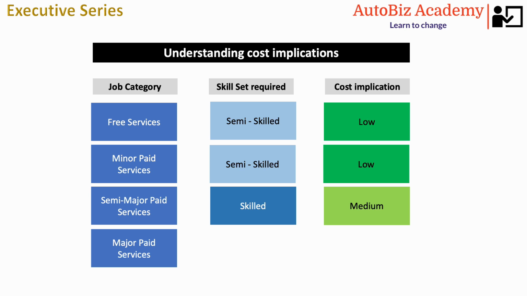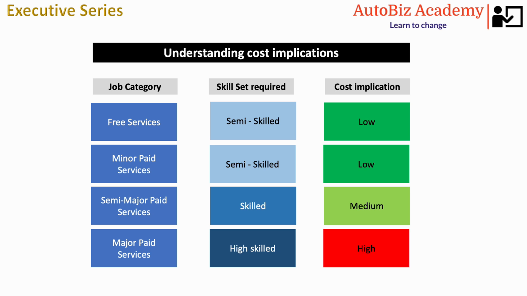Then comes major paid services. Major paid services require highly skilled manpower. So as the skill set is higher, the cost of manpower also will be higher compared to other categories of the job. Now let us understand how we are going to balance it.